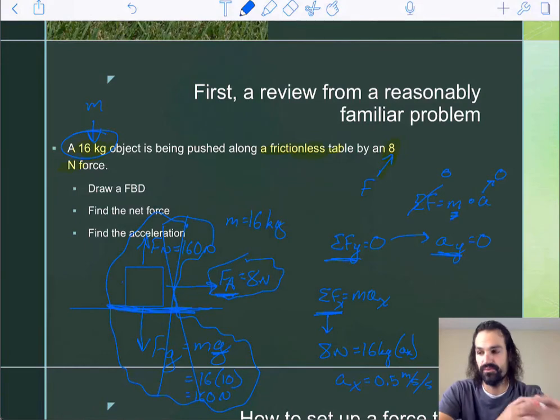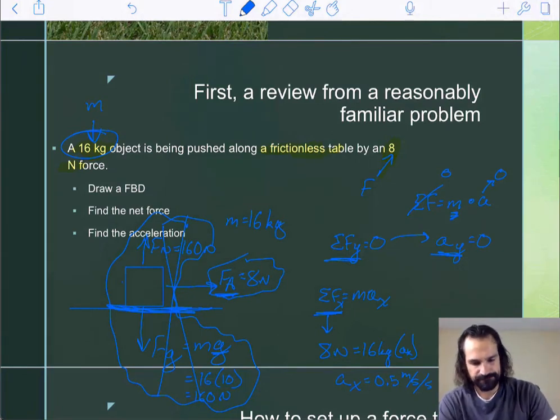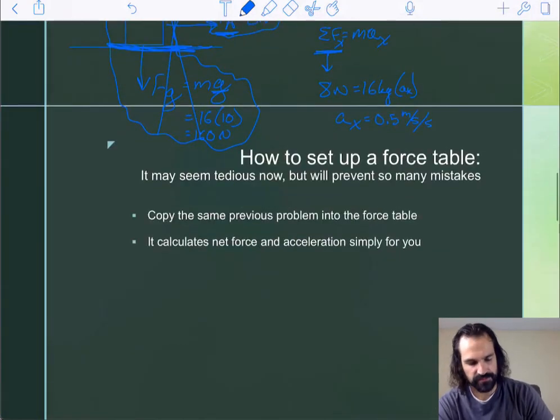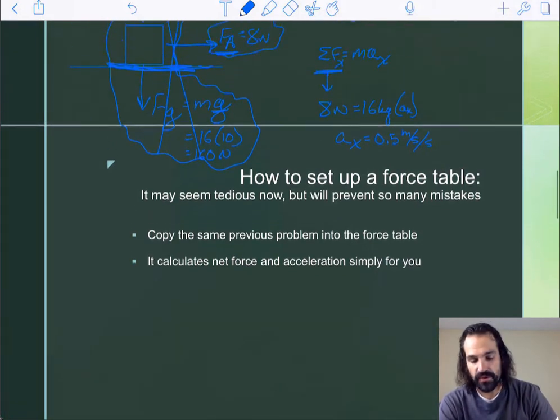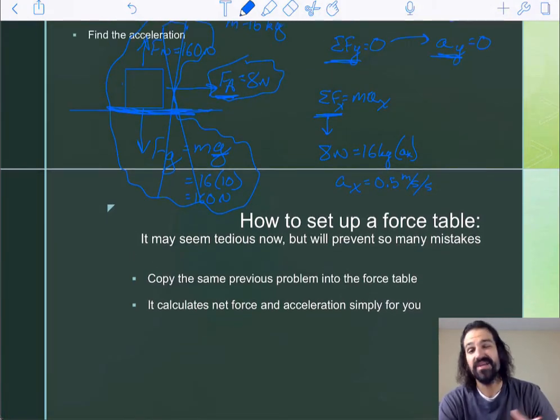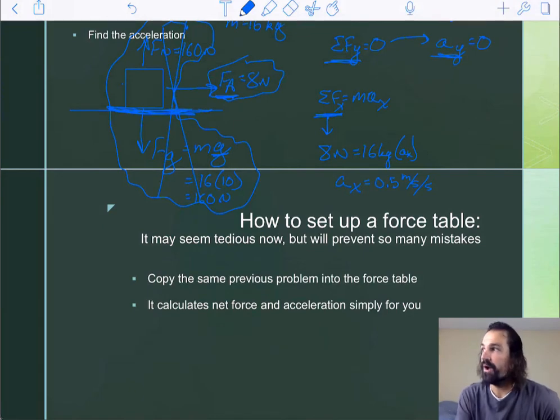I personally really like using them. I think it's very clean for problems that are more mixed with vertical and horizontal. So if we look at the next problem, it's how to set up a force table. And I'm telling you now, it's probably going to be tedious with simpler problems. And if you feel comfortable just skipping past a force table, you are welcome to do that, but I definitely encourage you to at least try it.